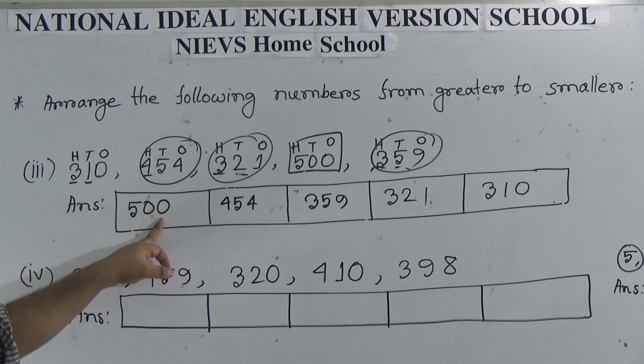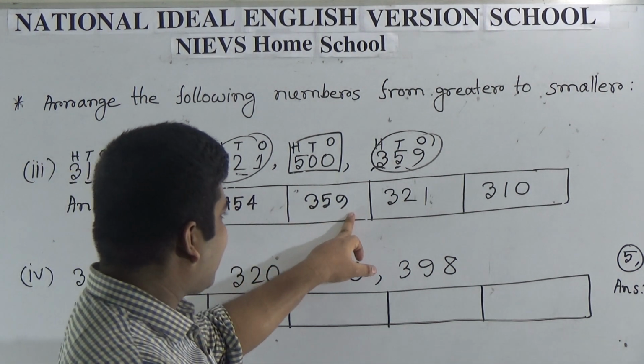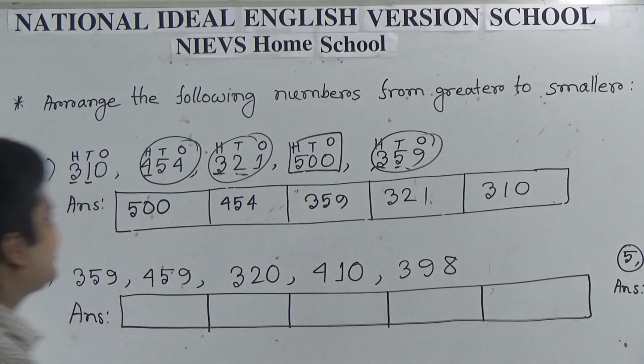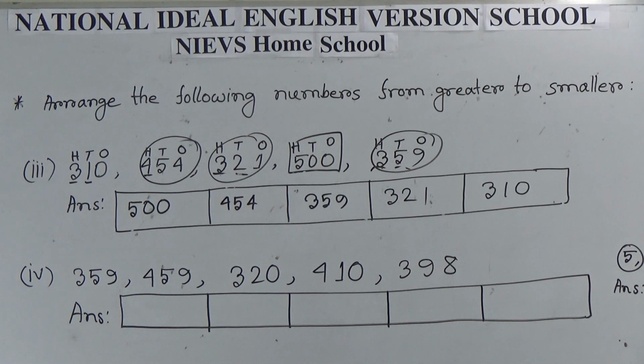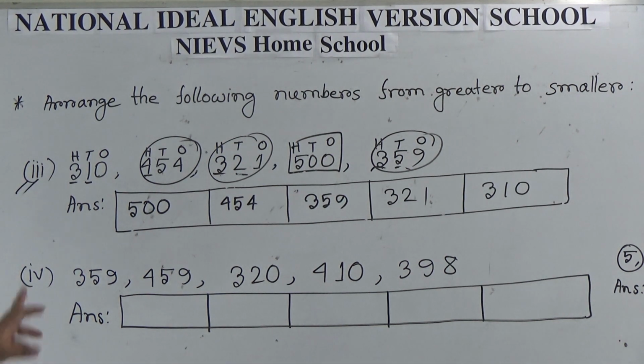Notice 500, 454, 359, 321 and 310. All the numbers are arranged from greater to smaller form. That means descending order. Okay, our first one is done. Next, we shall solve our second one, that means question number 4.